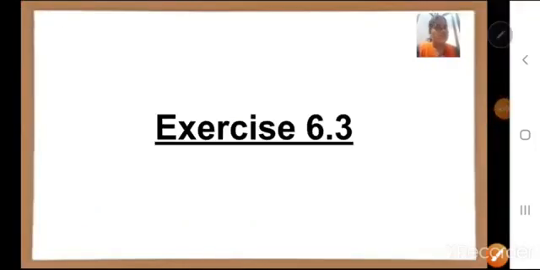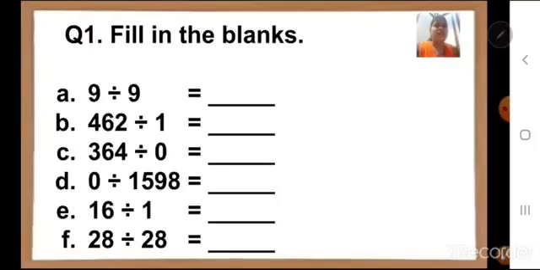Children, now it's time for exercise 6.3. You are going to take out your textbook, page number 79. Children, the first question is fill in the blanks. We are going to solve the questions in the textbook itself. Okay, so write the answers in the textbook itself. First question is 9 divided by 9 is equal to dash.